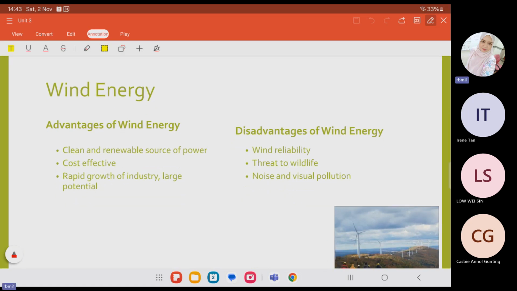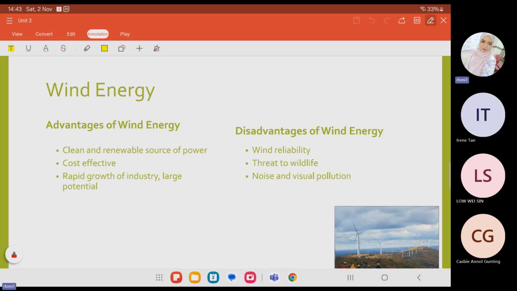Okay, for wind energy, we also have advantages and disadvantages. For the good side of wind energy, it is a clean and renewable source of power. We have wind flow over time, it is cost effective, there is rapid growth of the industry with large potential, and the wind is consistent in the medium and also the long term.